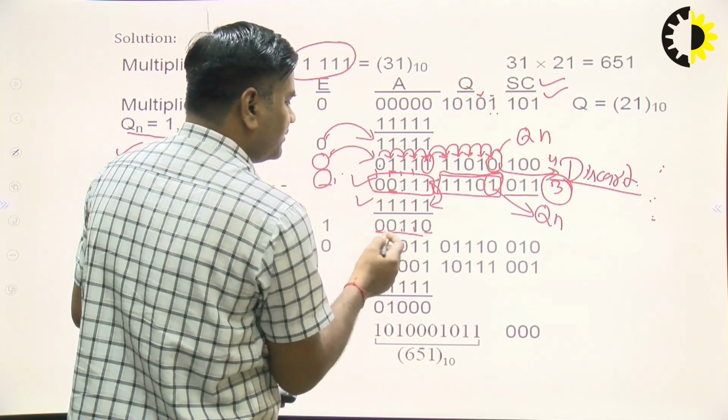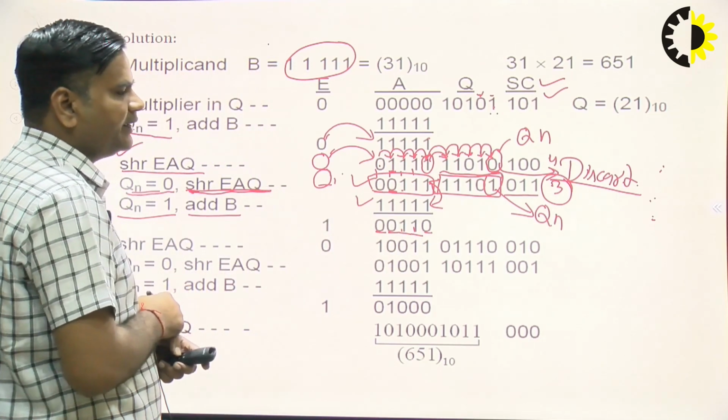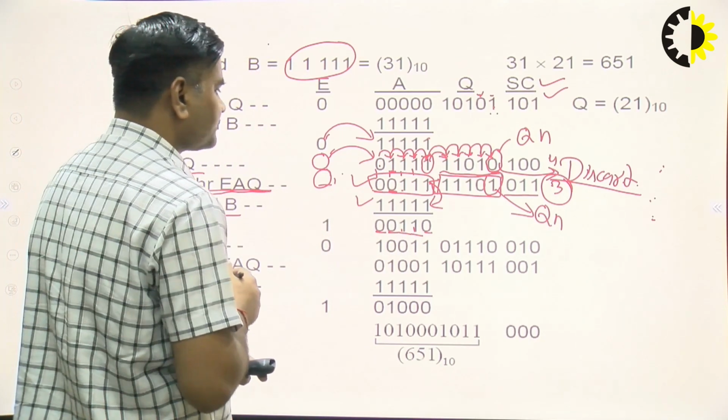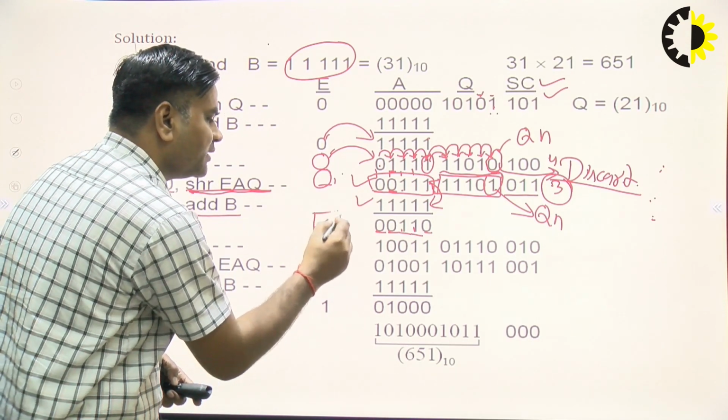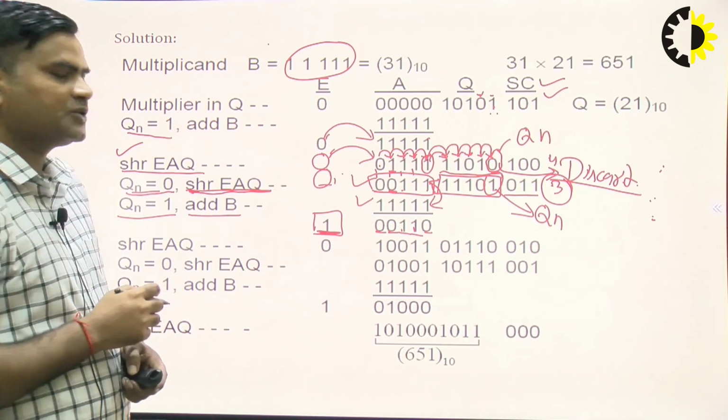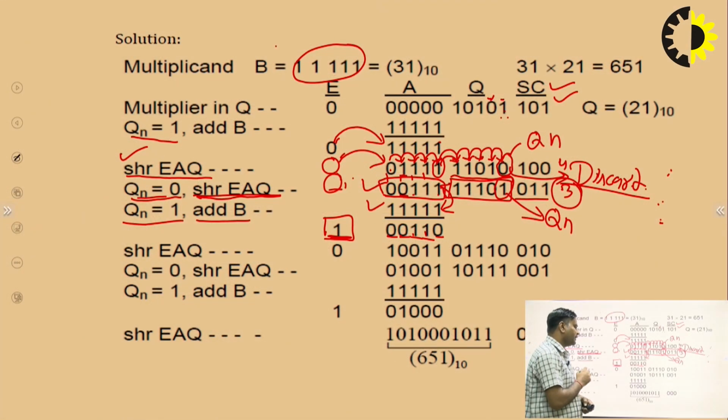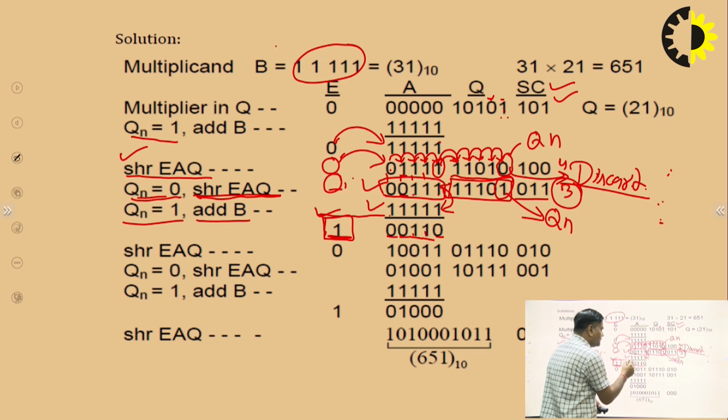After adding A plus B, we can see that there is a carry of 1 that is stored in the E register. We have to remember this part. We have to store the carry in the E register. In this addition, we performed the addition and got the carry, that is 1. So after adding A plus B, we got the result 1 0 0 1 1 0.